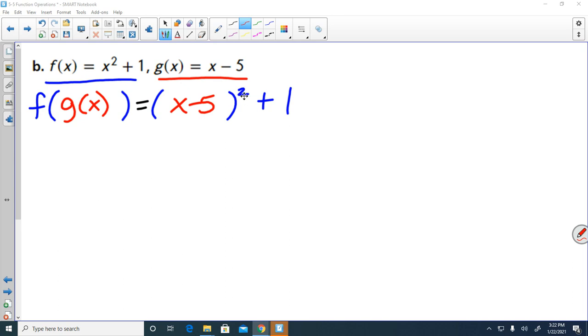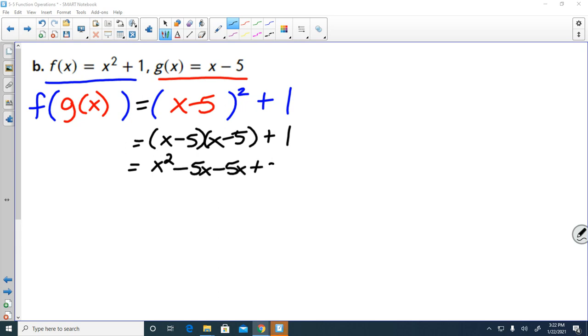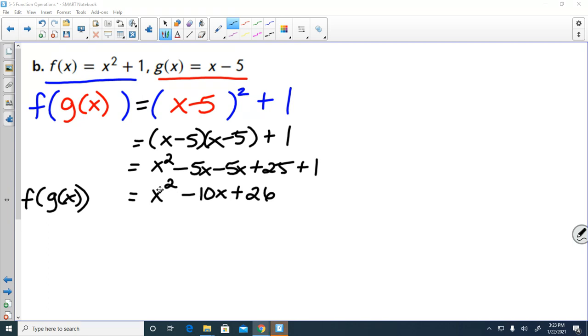Now I'm only squaring this here, so you are expected to simplify this out. So that means I do need to square x minus 5, but to square x minus 5, you have to multiply it by itself and distribute. So x minus 5 times x minus 5 is x squared minus 5x minus another 5x plus 25 plus 1. So that all simplifies to be x squared minus 10x plus 26. So f of g of x simplifies to be x squared minus 10x plus 26.